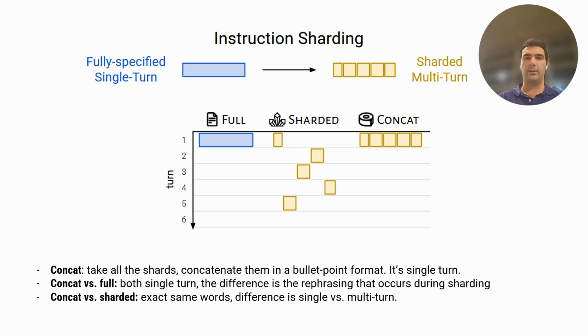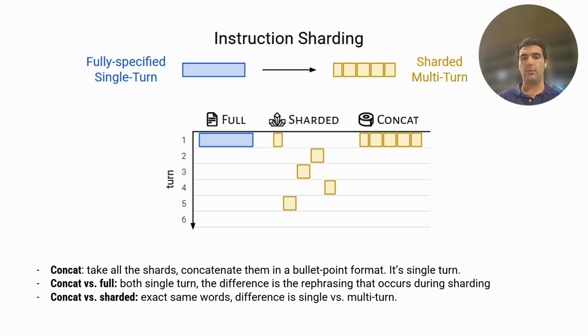So going back to the diagram earlier, you can see this notion of concat experiment. We take the sharded instruction and we concatenate it together in a bullet point form where we say, okay, now perform this task. Here's everything we know about this task, and we give all the shards at once in the first turn, in a bullet point form. And so the difference between concat and full is the paraphrasing that has occurred during sharding, but they're still both single turn. And the difference between concat and sharded is single versus multi-turn, but the commonality is that they use exactly the same words, right?